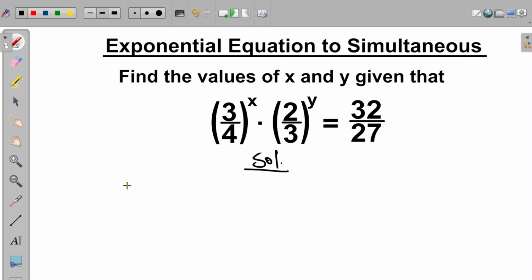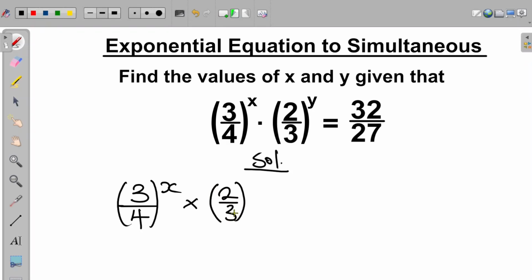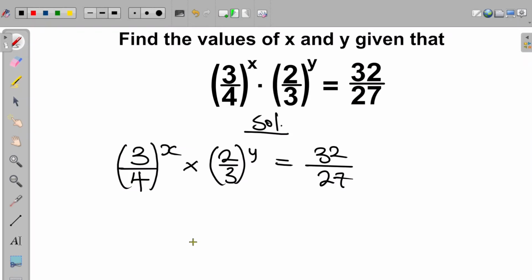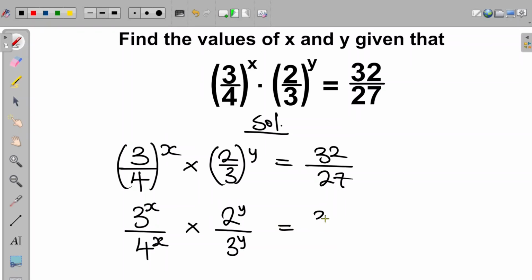Let's get started. So we have that (3/4)^x times (2/3)^y is equal to 32/27. Now, looking at the left-hand side, from the power of quotient rule, we have that this is 3^x divided by 4^x times 2^y divided by 3^y equal to 32/27.